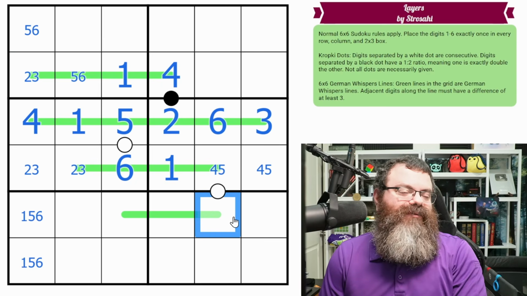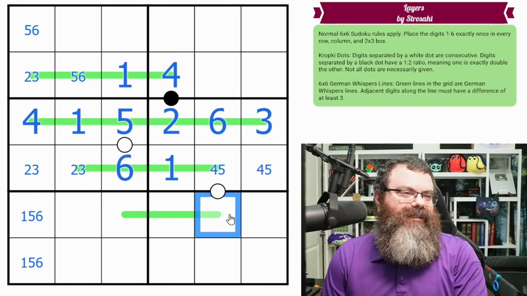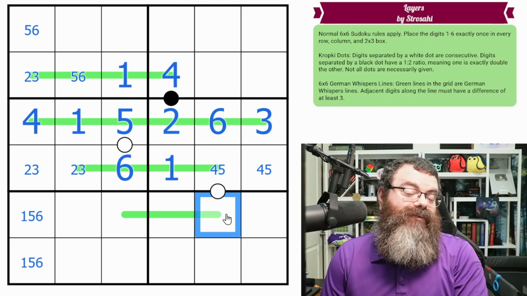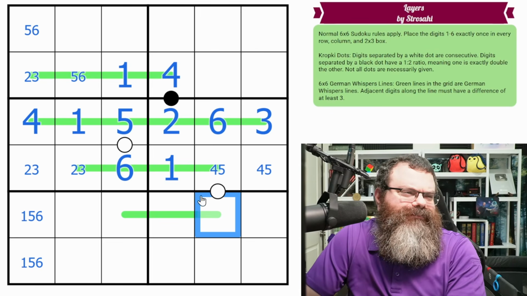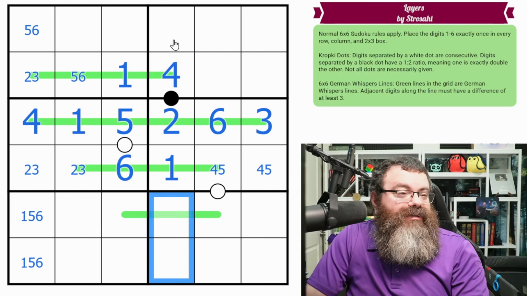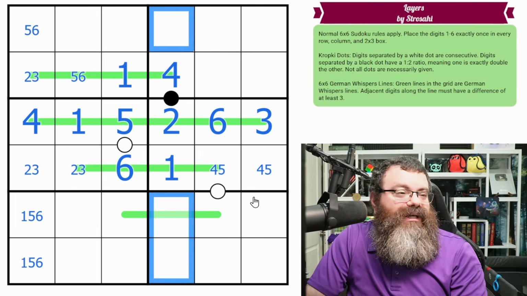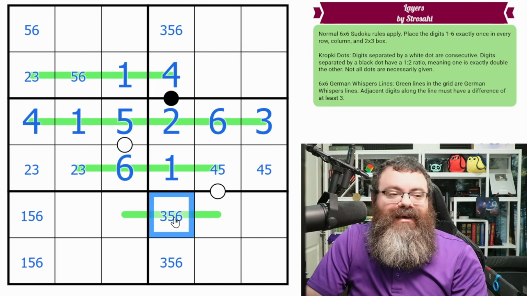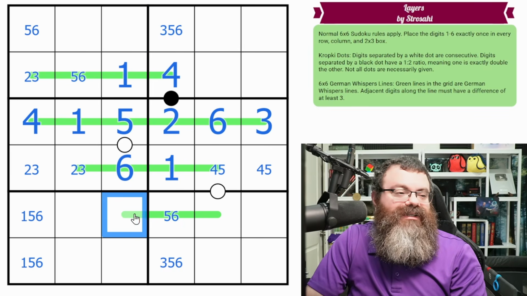Next to a 4 or a 5, we're limited to 3, 4, 5, or 6. It could be 3, so it doesn't prove it's high. Maybe there's more Sudoku we can do. So here we are left with, by Sudoku, 3, 5, 6. Now this can't be a 3 for reasons we talked about. This would be double 6. So this is high, making this low.